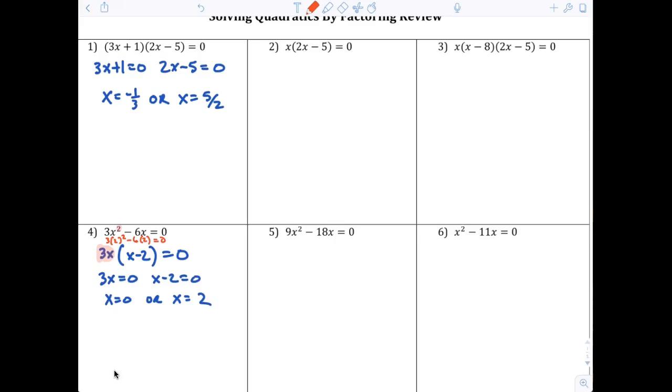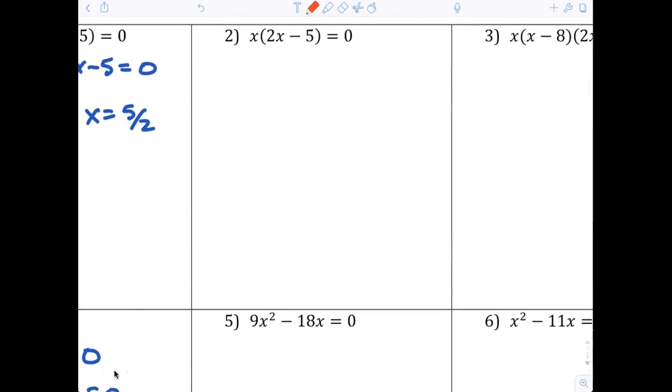The nice thing about question number 2, it's already what? It's already factored for us, so we just set the factors equal to 0. So we say x equals 0, 2x minus 5 equals 0. So x equals 0 or x is equal to 5 over 2. Everybody good with that? Any questions?